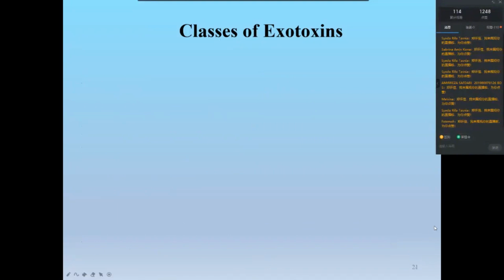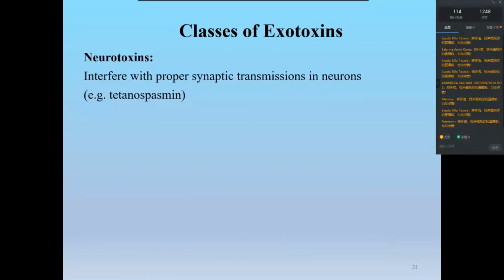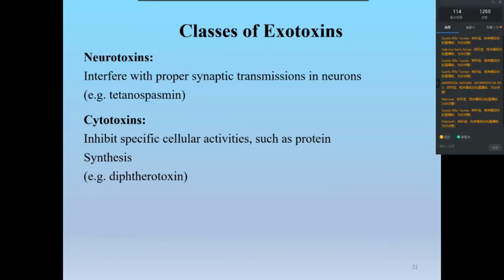The exotoxins can be classified into different groups. The first group is neurotoxins. These neurotoxins interfere with proper synaptic transmission in neurons, so that they can block or inhibit the neuron activity, working on the neuron cells. Another toxin is called cytotoxin.